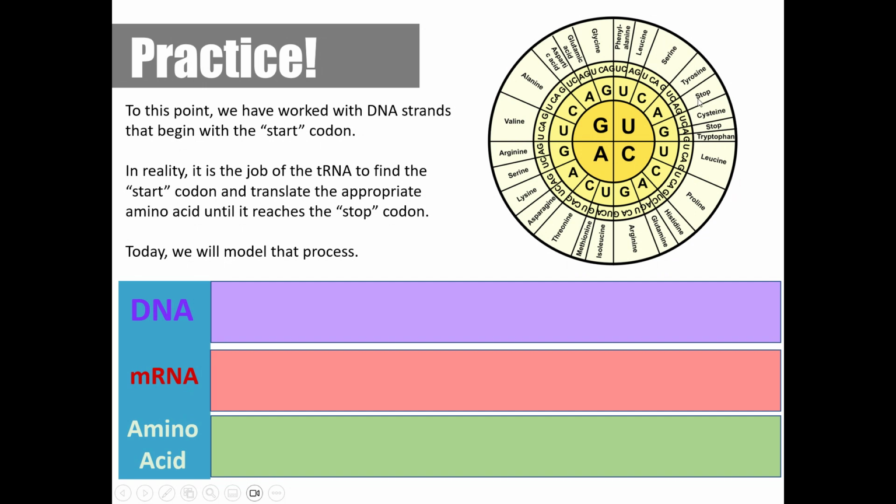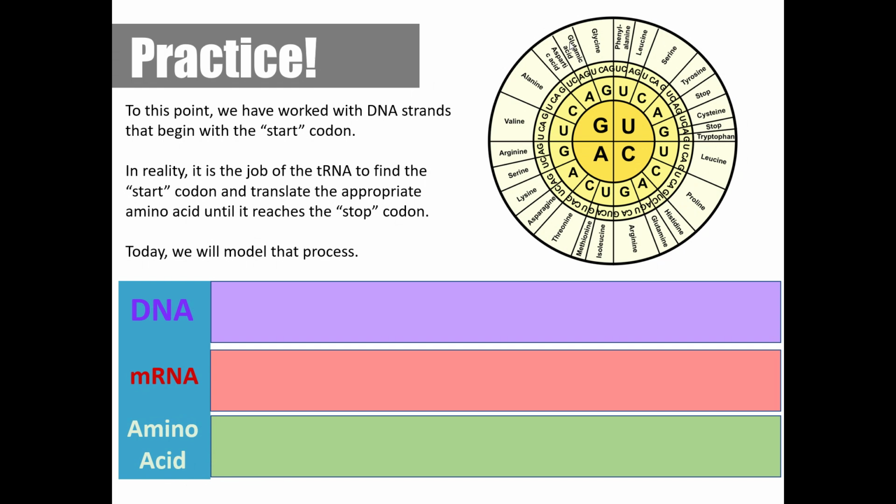So in real life, when the tRNA is reading the mRNA codons and it reaches something like UAA, that tells the tRNA that it's time to stop making the protein. And so the tRNA will essentially rely on the start codon and the stop codon to determine when it's time to start bringing in amino acids and then when it's time to stop. And so we need to be able to model that.